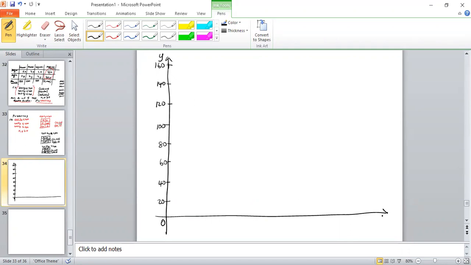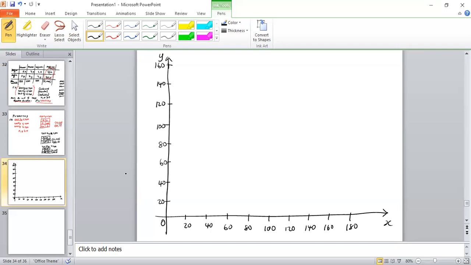Then in our Cartesian x coordinate, we also do the 20s: 20, 40, 60, 80, 100, 120, 140, 160, 180. Then we can do the graphs.